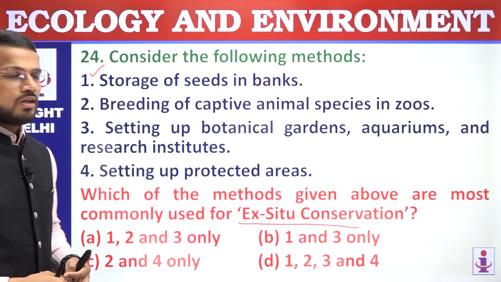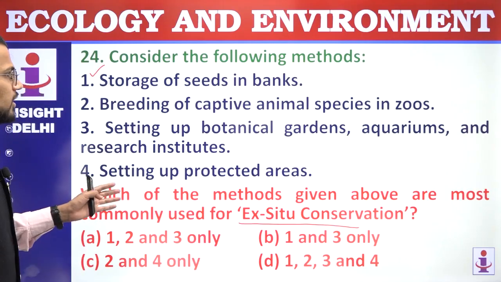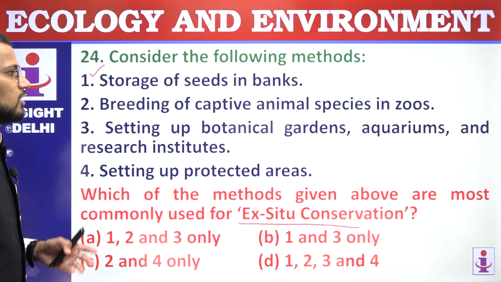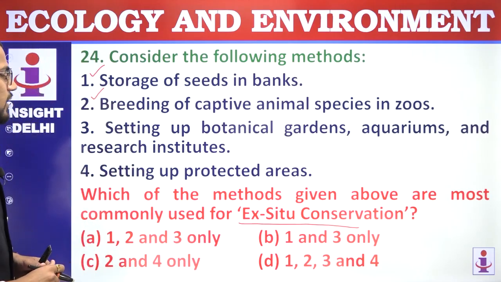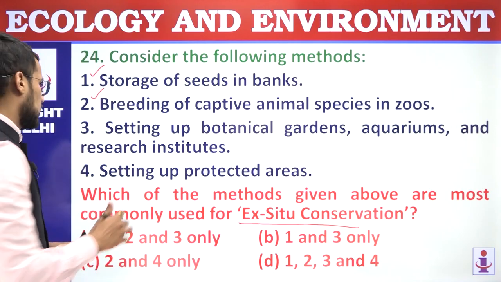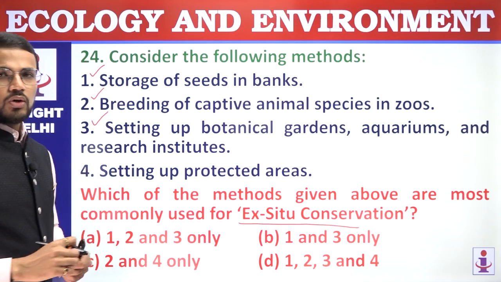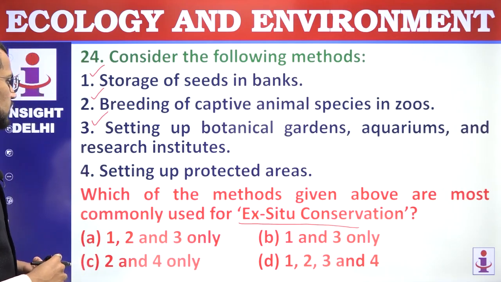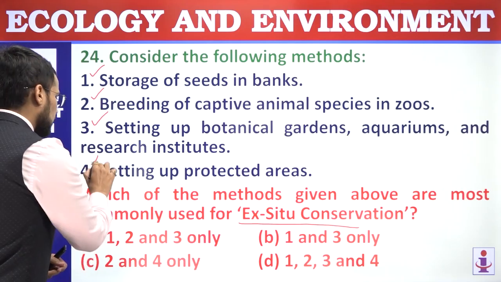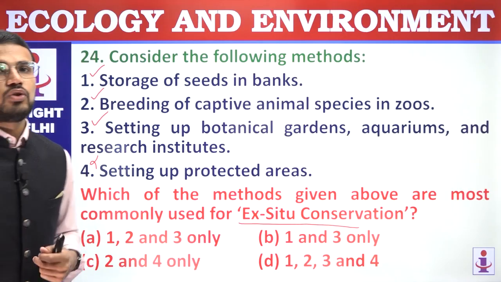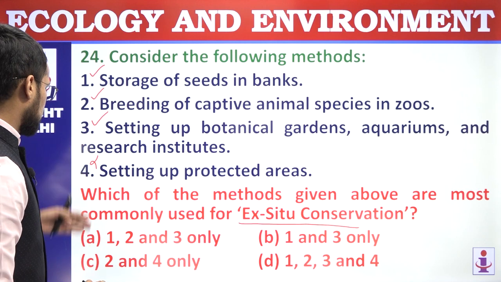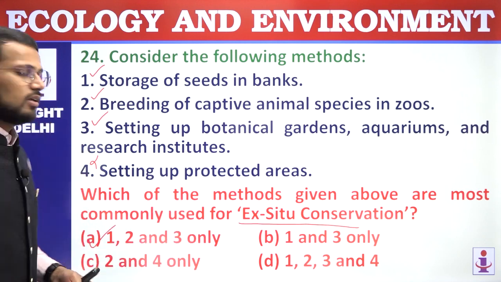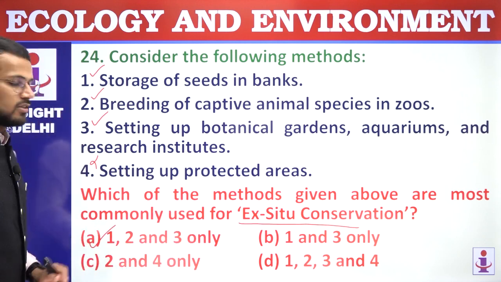ex situ conservation initiative. Second, breeding of captive animals in zoos, right? So correct again. Third, setting up botanical gardens, aquariums and research institutes is also an ex situ conservation initiative. Fourth, setting up protected area is not ex situ, it is an in situ conservation initiative. So first three are correct, and that's why answer is A, 1, 2 and 3. 24th, answer is A.